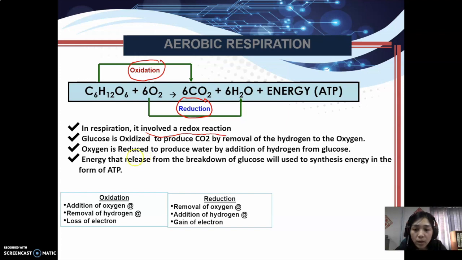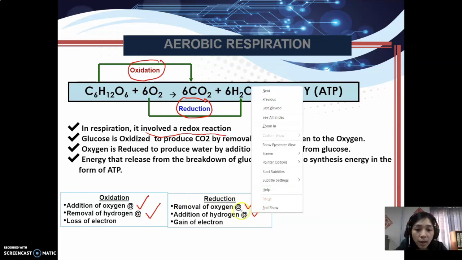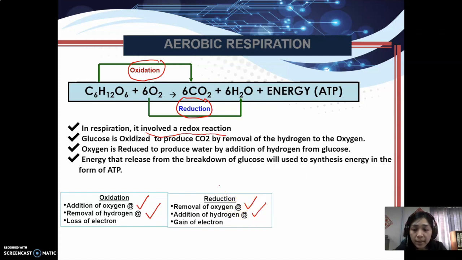What is the meaning of oxidation? Oxidation is the addition of oxygen, while reduction is the opposite, the removal of oxygen. Or oxidation is the removal of hydrogen, while reduction is the opposite, the addition of hydrogen. In terms of electrons, oxidation is loss of electrons, while reduction is gain of electrons.